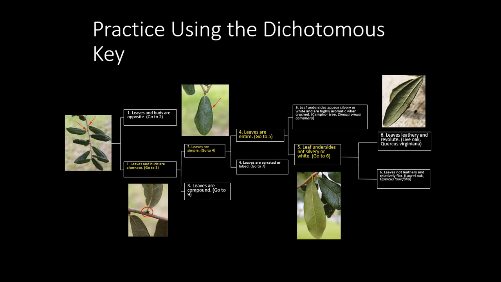And then finally, are the leaves leathery and revolute? And if that's the case, out of these 10 species that we're looking at, we would have live oak. And are they not leathery and relatively flat? They'd be laurel oak, which is related, same genus, and often confused by people. Leathery is hard to tell from a picture, but looking at the picture above, you can tell definitely that these things are revolute. They have a spoon type of shape. So with that, we're pretty confident that this is a live oak.